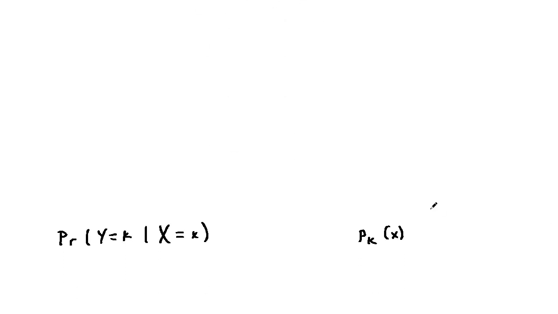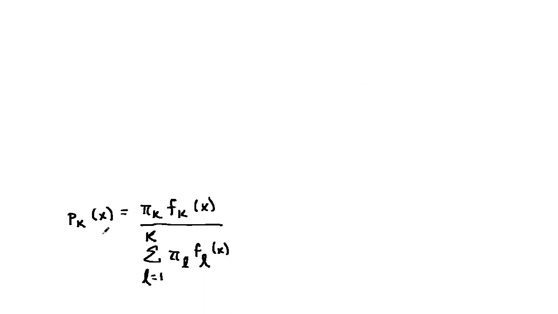Okay, now we can think of the probability that y equals k given x equals little x as a function of little x, and denote it as p sub k of x. So p sub k of x is equal to this here. That's what we just calculated. Okay, now remember p sub k of x is the posterior probability that y equals k, given that big X equals little x.